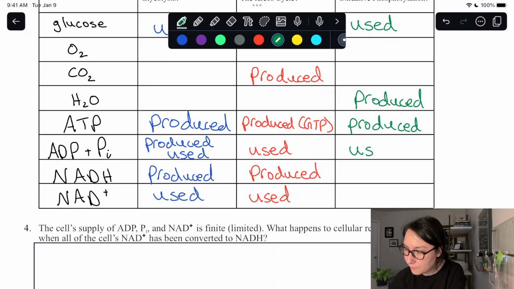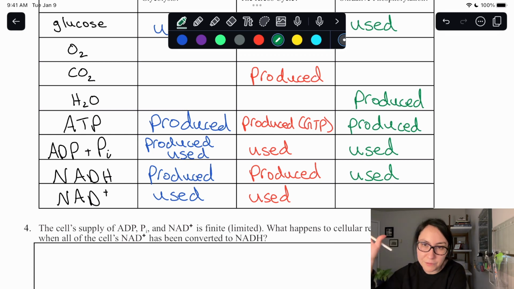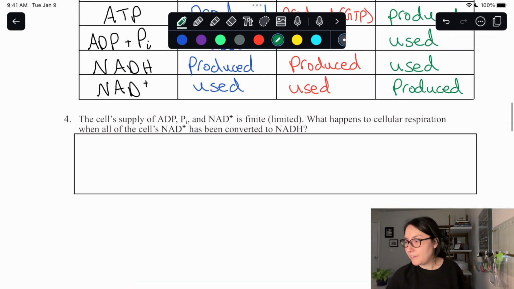ADP is used, which again I described before. You have to use ADP to create the ATP. And in order to do that, you have to basically deprotonate the NADH to then spit out the H's to then have them come back through the ATP synthase to then produce that ATP. And finally, NADH is produced. Excellent. Let us move on.